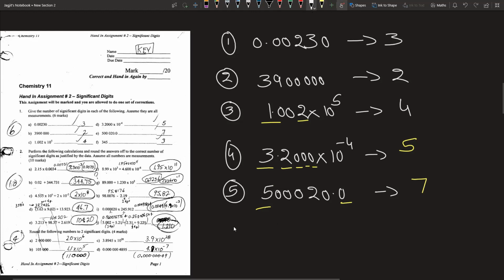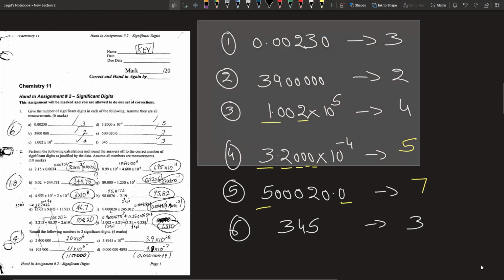So far, so good, folks. What if I give you 345? 3. Excellent. Super simple. So there you go. These are the rules to determine the number of sig figs.